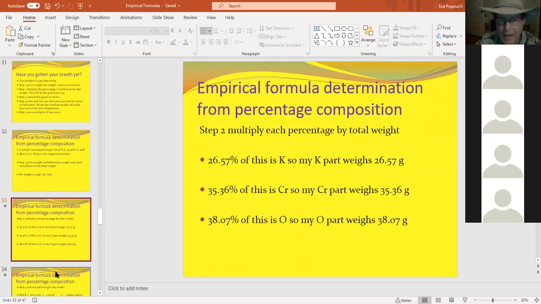So I've got my weights now. Now all I have to do is what, Dana? Divide by moles or molecular weight. Divide by the molecular weight to get the moles. Okay.